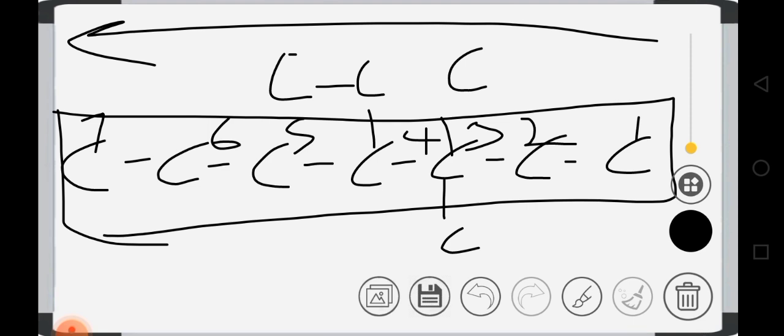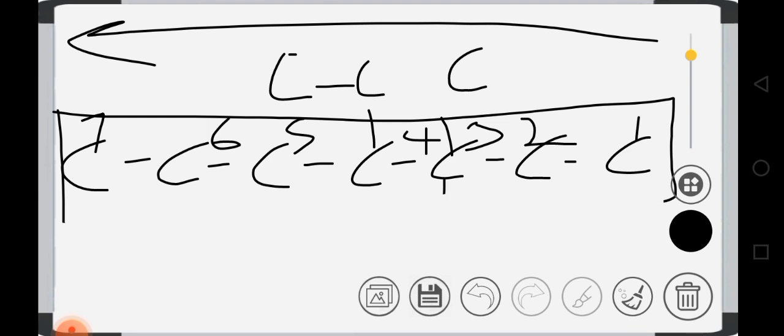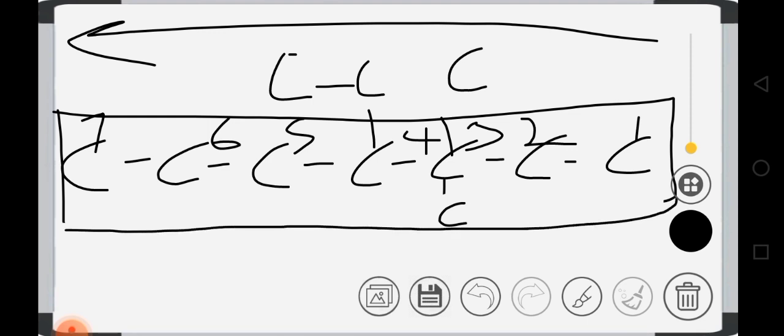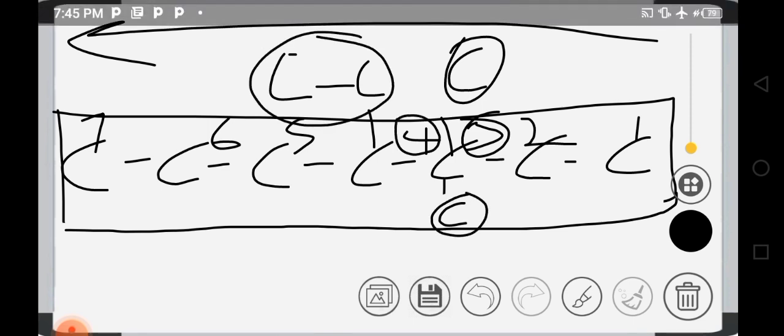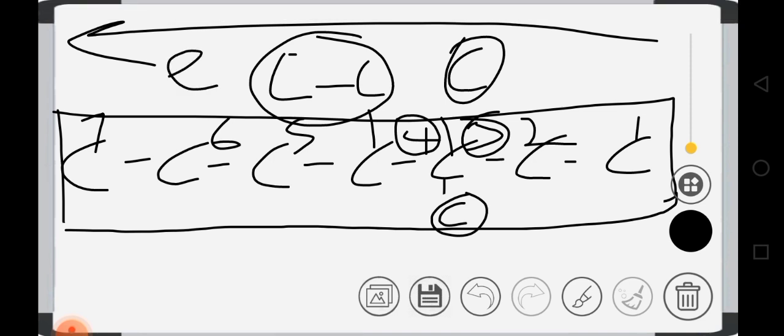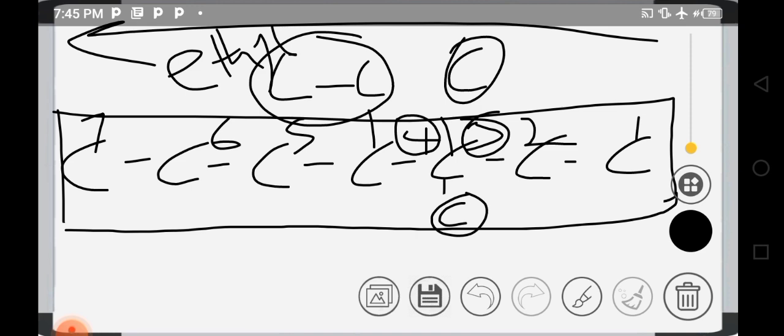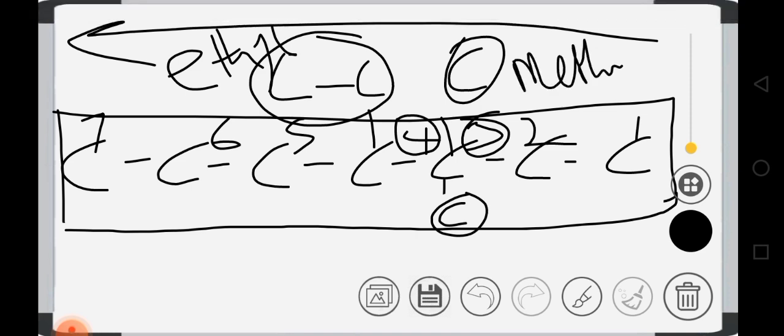So let's call out the substituents. Let me give a little space here to write the name. Remember, we have 3 for these two carbons, then we have 4 for this other substituent here. So this one is ethyl. Then this other one is methyl, as well as this one, which is still methyl.